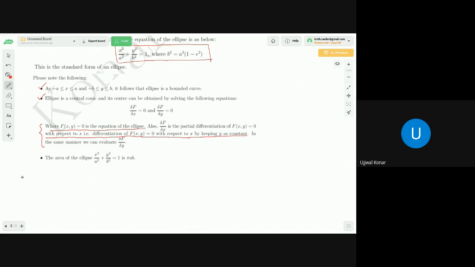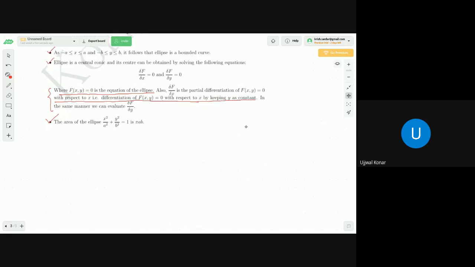So what is the second point? Let me read it out, dear students. The ellipse is a central conic and its center can be obtained by solving the following equations of partial differentiation. And the third point, dear students, is that the area of the ellipse x square by a square plus y square by b square equal to 1 is pi into a into b. That is the area of the ellipse. Now, dear students, I am going to discuss the different attributes of the ellipse.